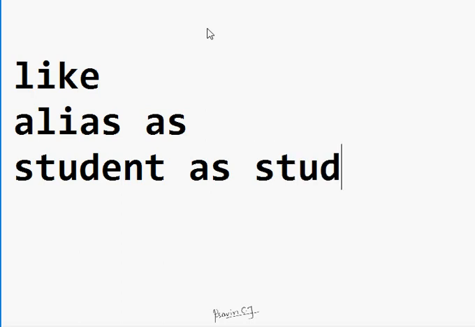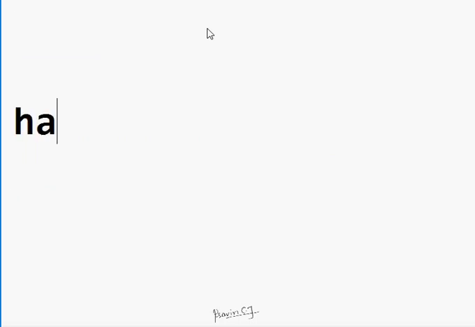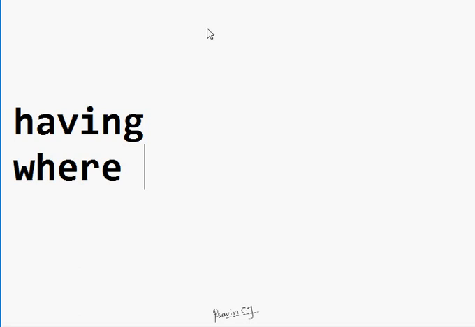In a similar way, AS is a keyword, and LIKE is also a keyword, but there are huge differences between HAVING and WHERE. These are the clauses. Having clause, where clause, we are specifying the conditions. LIKE is not a clause. AS is not a clause. We need to understand this. Go through DBMS if you don't know it well.